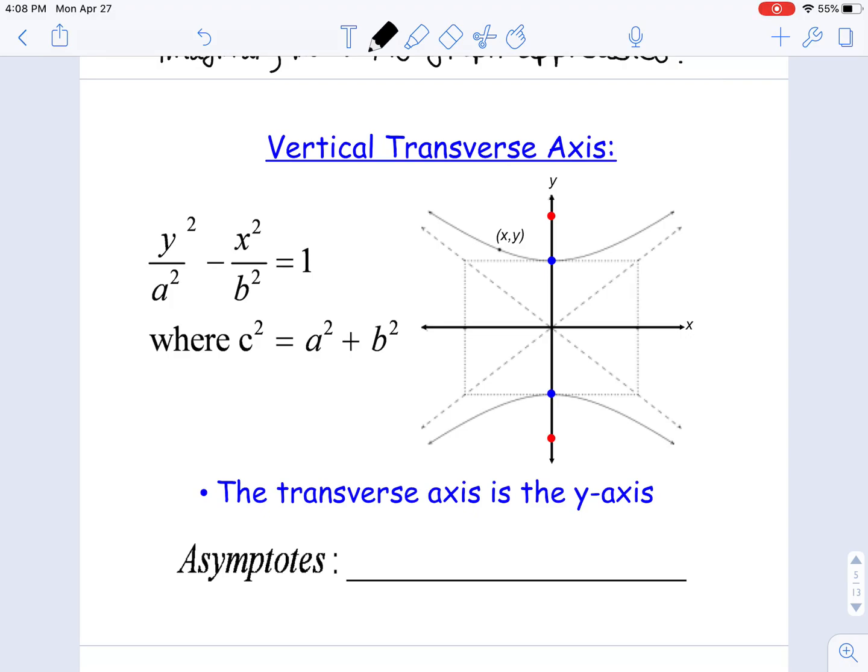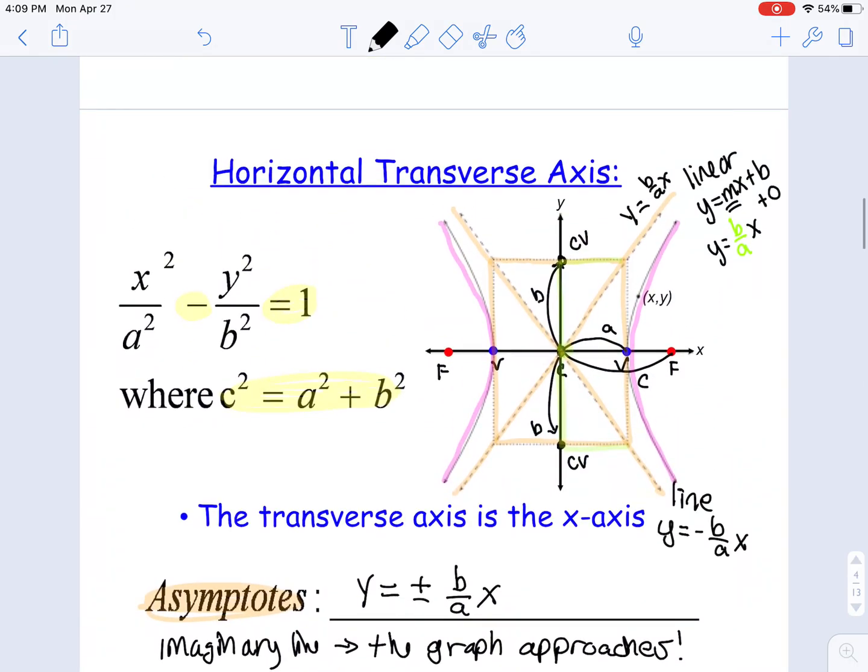Okay, so now we have a hyperbola that is opening vertically. So it has a vertical transverse axis. This means it's opening either up or down. Everything else remains the same: the distance from the center to the vertex is my A, the distance from the center to here, that's my B, and the distance from the center to my focus, that's my C. All of these features remain the same. The big distinction is the order that the variables are in.